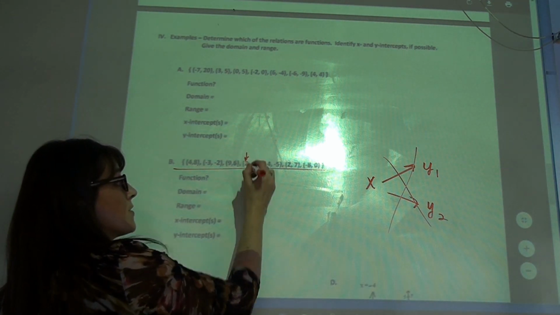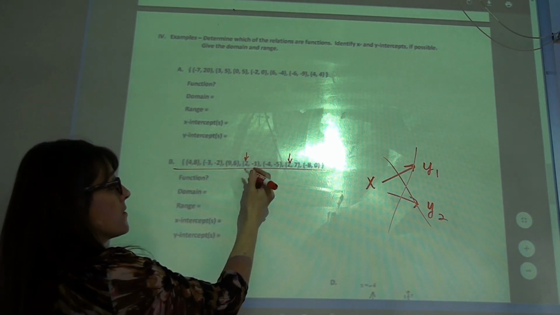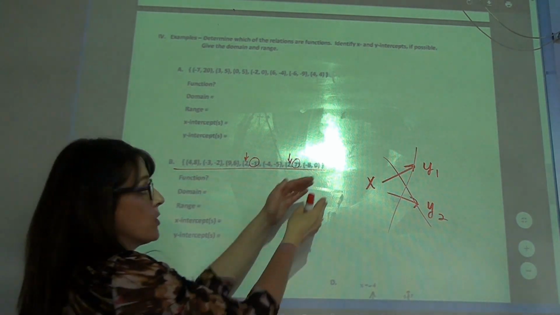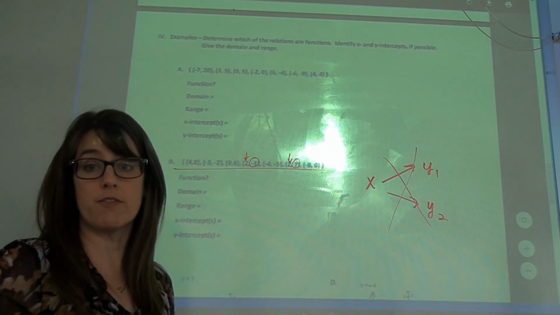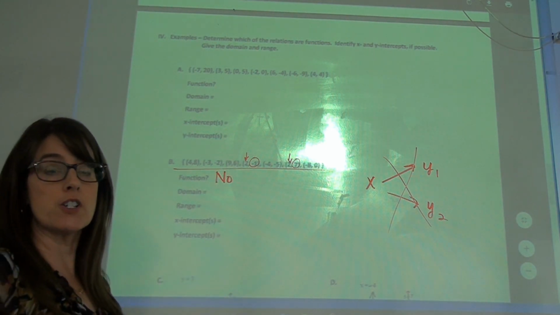Right here, this is an x of 2. Here's another x of 2. But notice that this x of 2 is going to a -1. This x of 2 is going to a 7. So I do have the same x going to 2 different y values. Therefore, is it a function or not a function? Absolutely right. That is not a function.